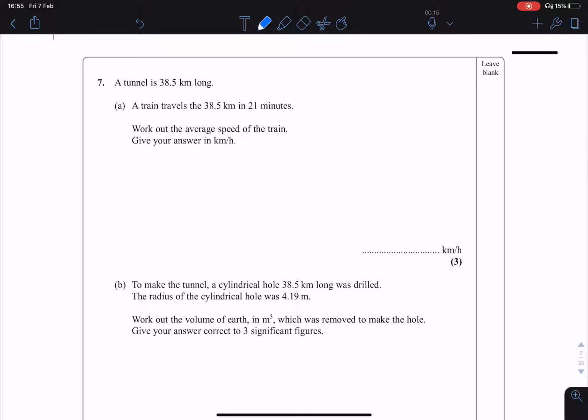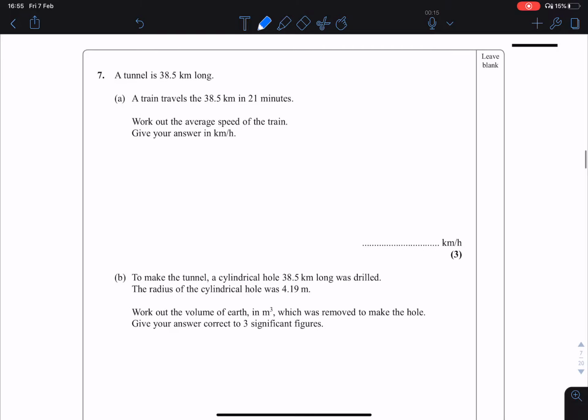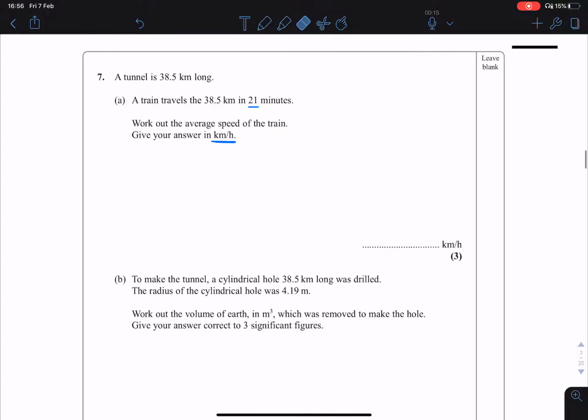Okay. A tunnel is 38.5 kilometers long. A train travels it in 21 minutes. Work out the average speed of the train. Now, an important thing is it gives your answer in kilometers per hour. At the moment, we're working in minutes, so we have to change something later on. Right, well, kilometers per hour, which we're working out, is our speed. And to work speed out, it's distance divided by time.